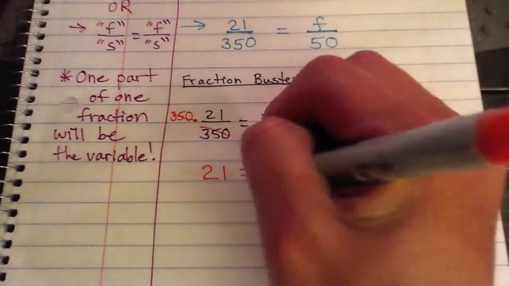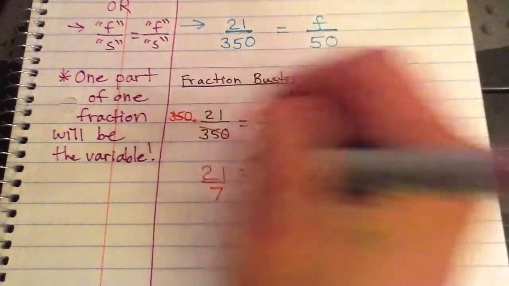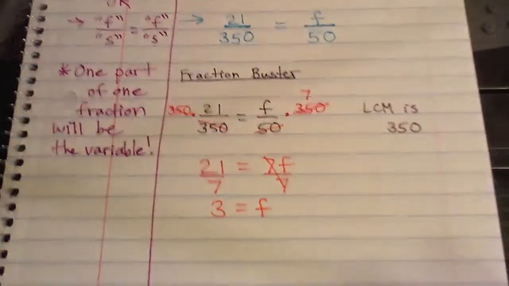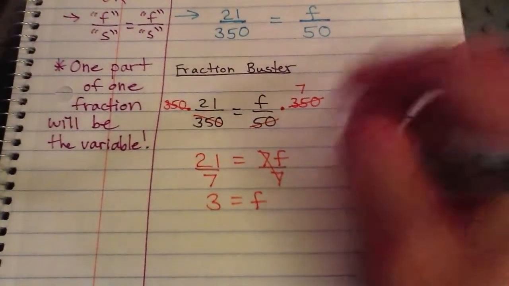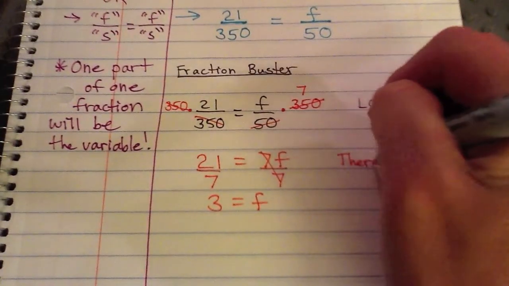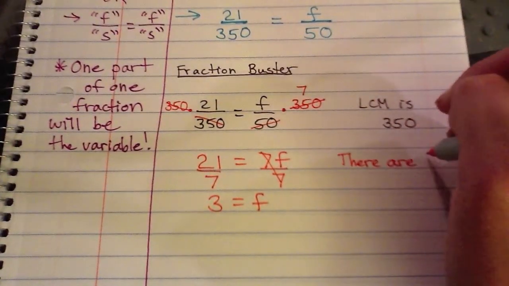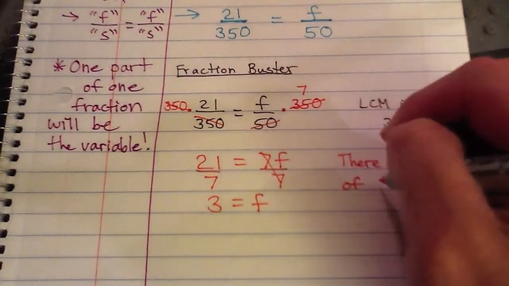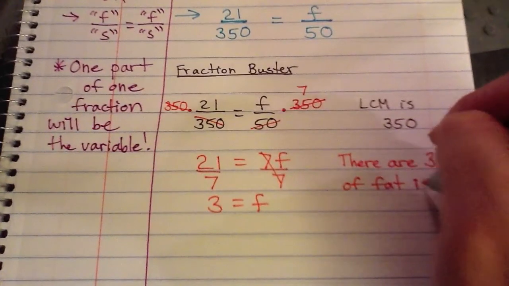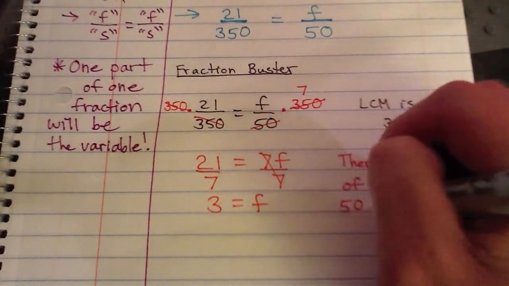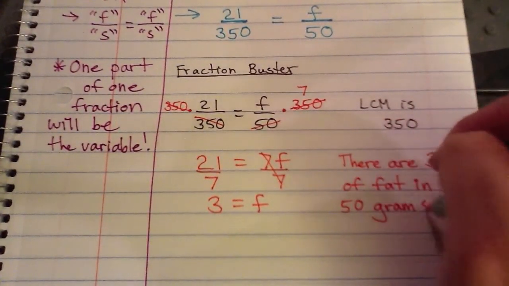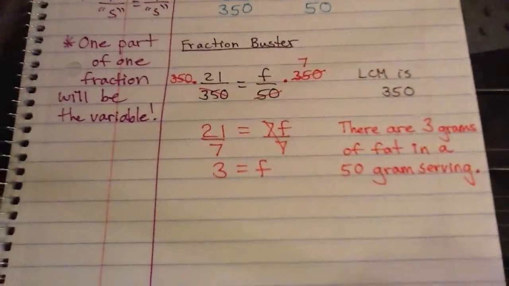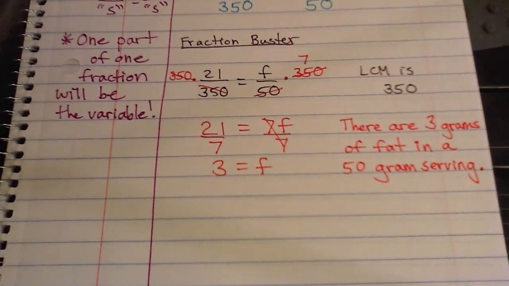And now I divide both sides to solve for f. And I find out that 3 equals f, and then I'm going to answer my word problem. So there are 3 grams of fat in a 50-gram serving. Or a 50-gram serving has 3 grams of fat.